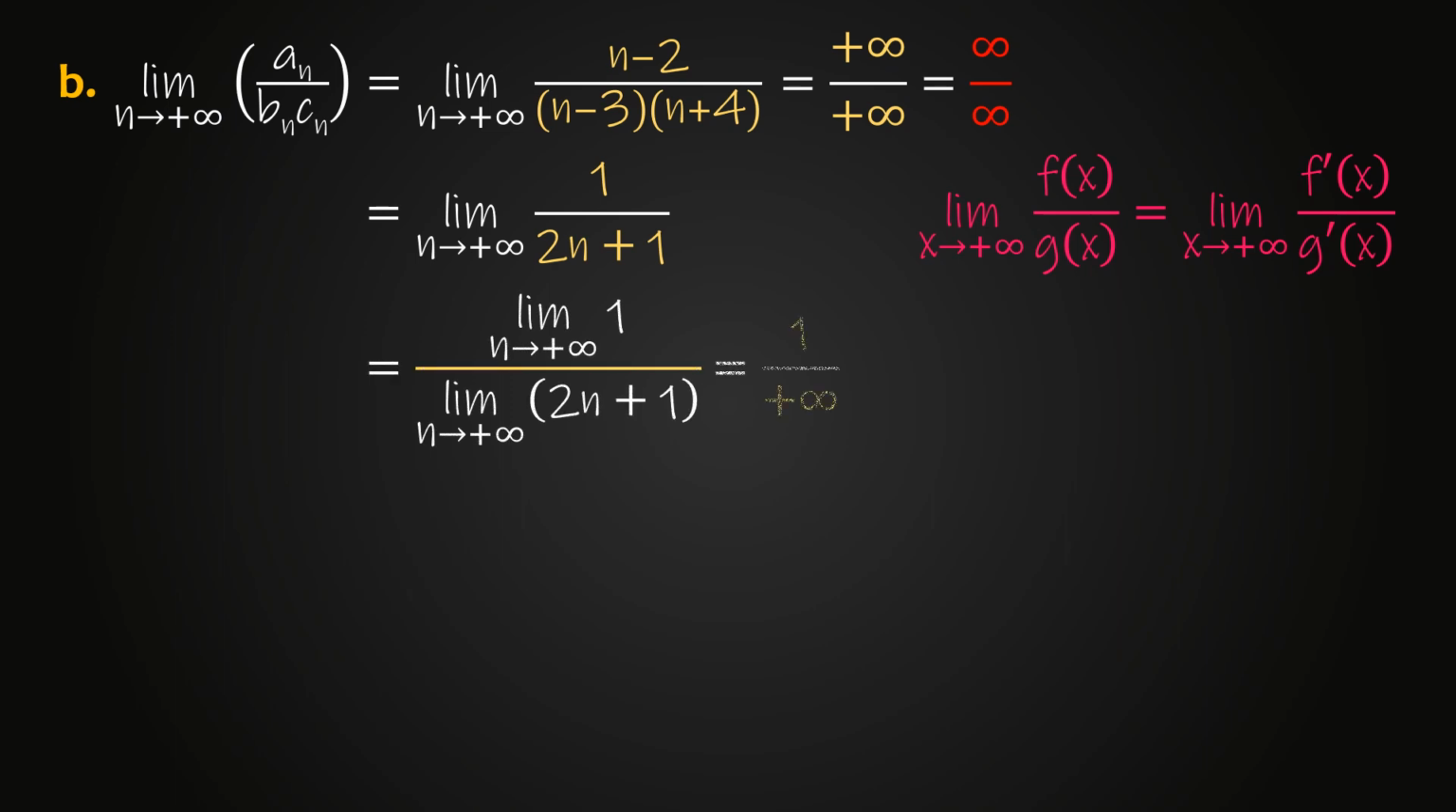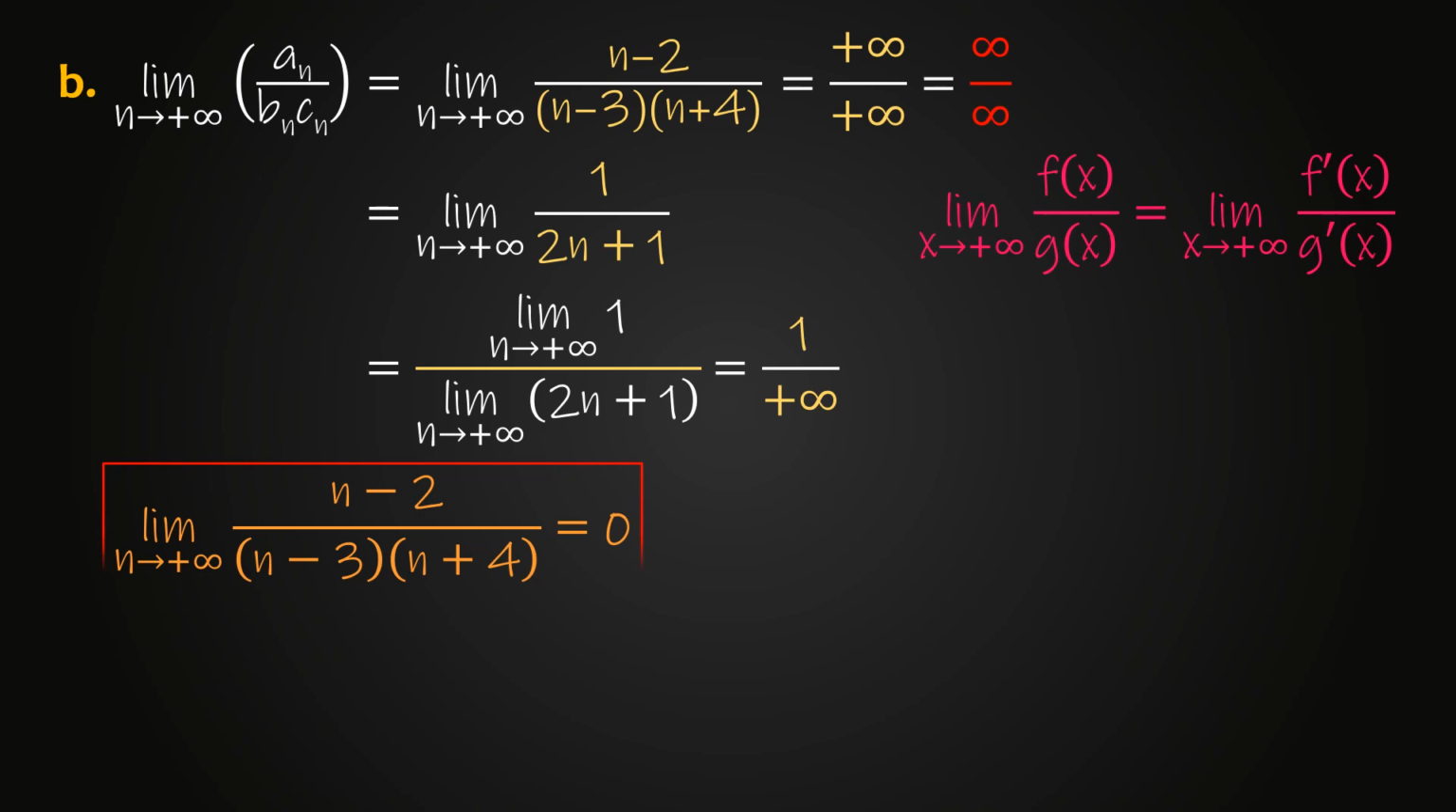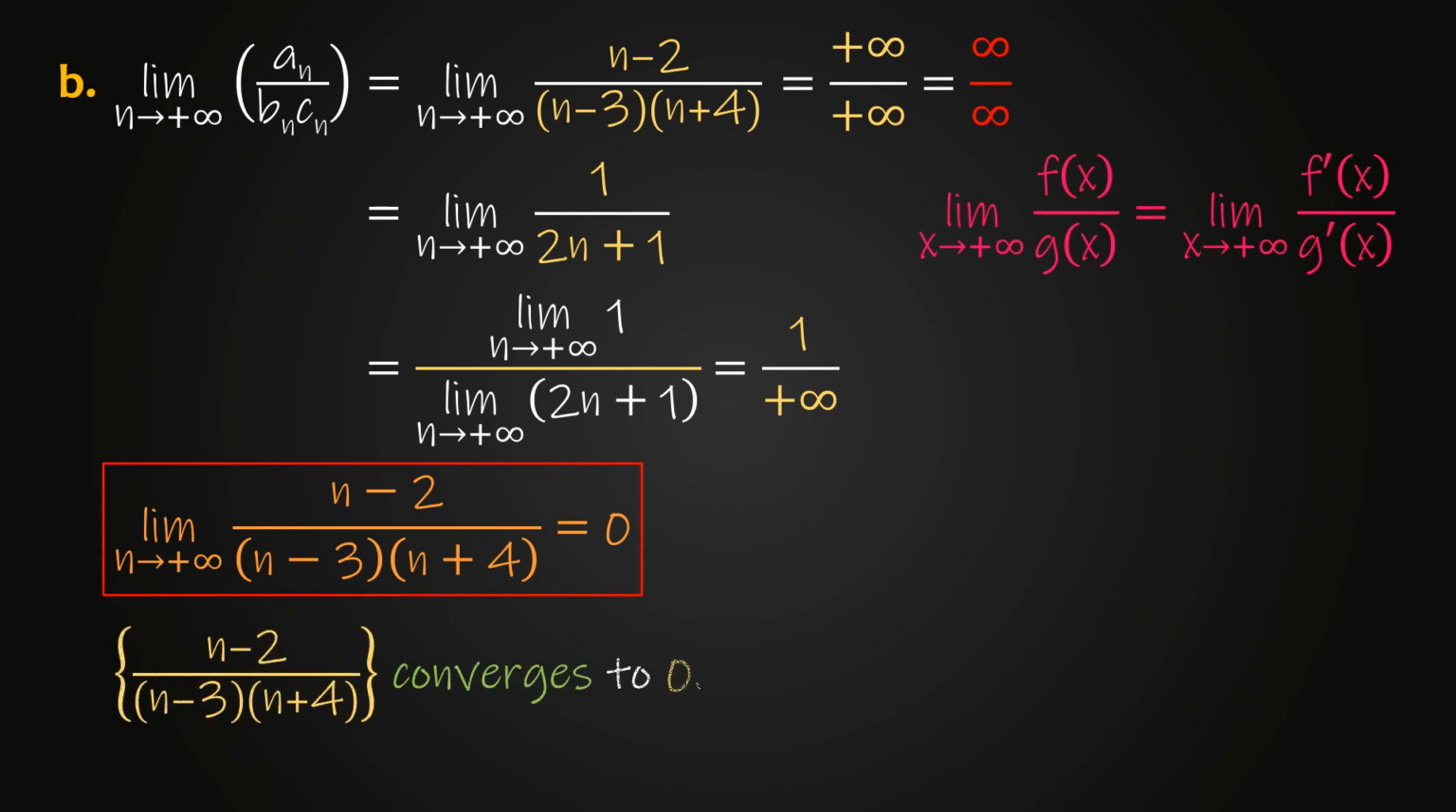The limit of the numerator is a finite number, while the limit of the denominator is an infinite number. Using the quotient property of infinite limits, the limit of the sequence is equal to 0. It means that the sequence converges to 0.